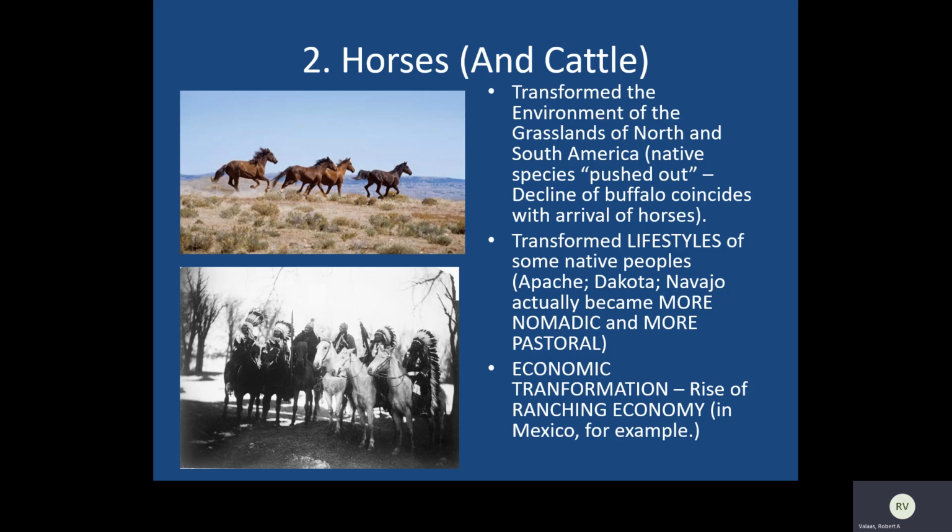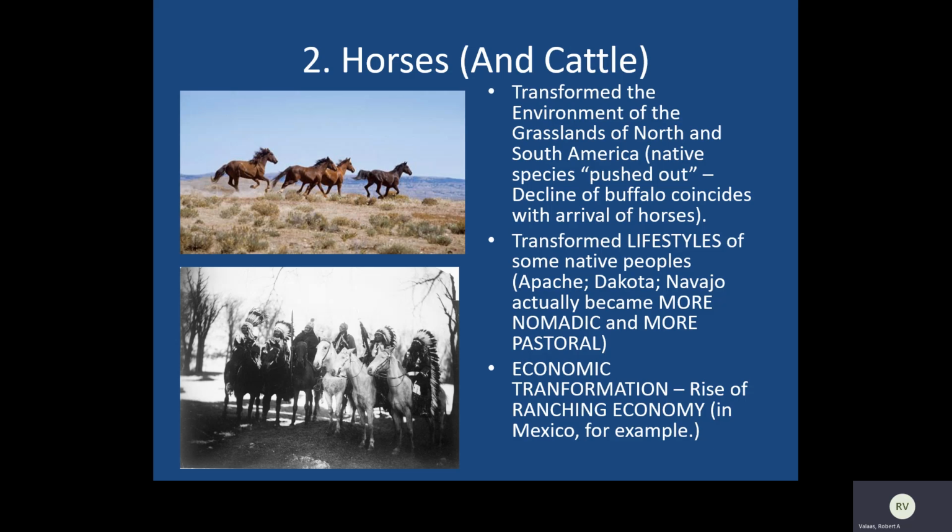The new European arrivals brought with them some domesticated animals as well, some large domesticated animals that we should pay attention to, and I think probably horses and cattle are the two to remember. We'll remember how horses and cattle transformed the environment of the grasslands of North and South America. The arrival of horses, who are faster than bison, coincides with the decline of bison, or as they're often called, buffalo, for example, in the Great Plains region of North America. The horses arrive and the bison population begins to decline.